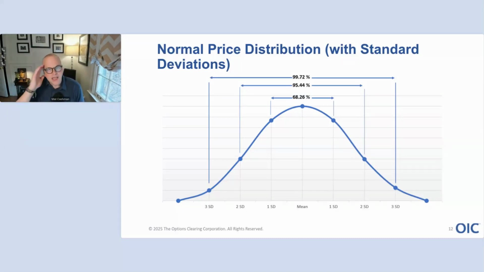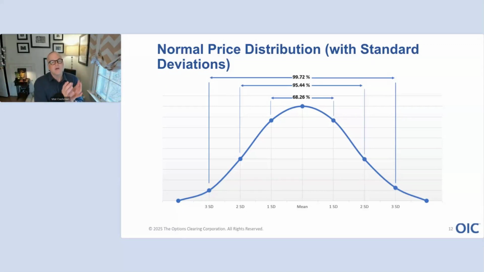That same idea applies, except the number is greater. 95.44% of the time, you're going to find that the random number you pick is going to fall within two standard deviations of the mean. And then 99.72% of the time, that random number you pick is going to fall within three standard deviations of the mean on either side.